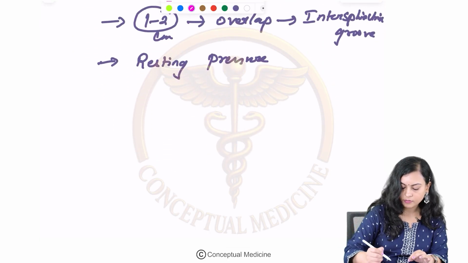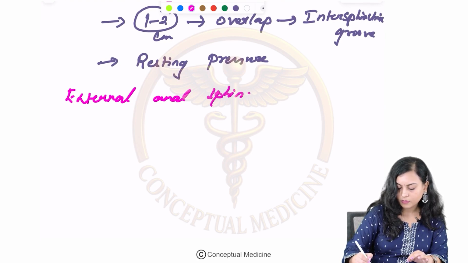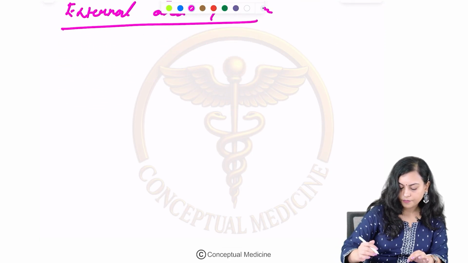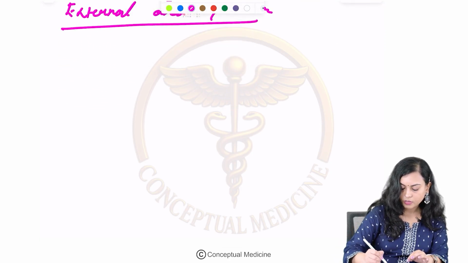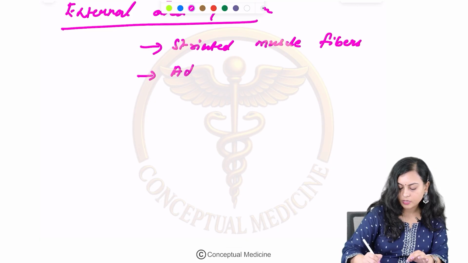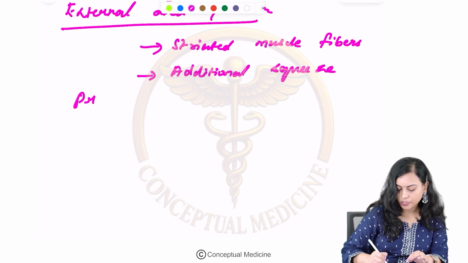Next comes the external anal sphincter. So this is nothing but striated muscle fibers, and it gives additional squeeze pressure during defecation.